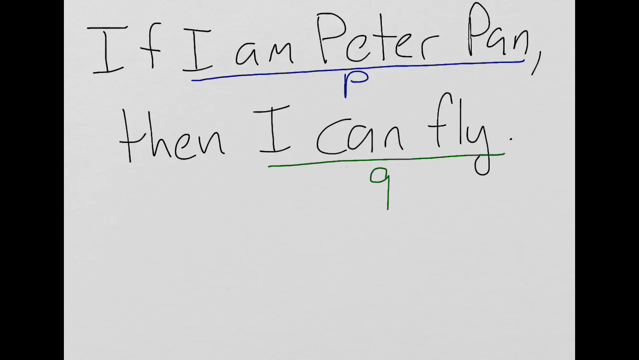Let's go ahead and look at the example that I used the first time around. My example was, if I am Peter Pan, then I can fly. Using our mathematical shorthand that we just learned, if I am Peter Pan would be statement P, and I can fly would be statement Q, and then here, this would be our arrow. So I would be able to write this out: if I am Peter Pan, then I can fly.